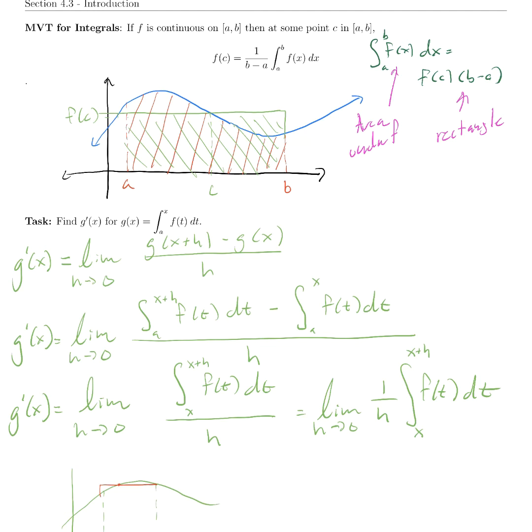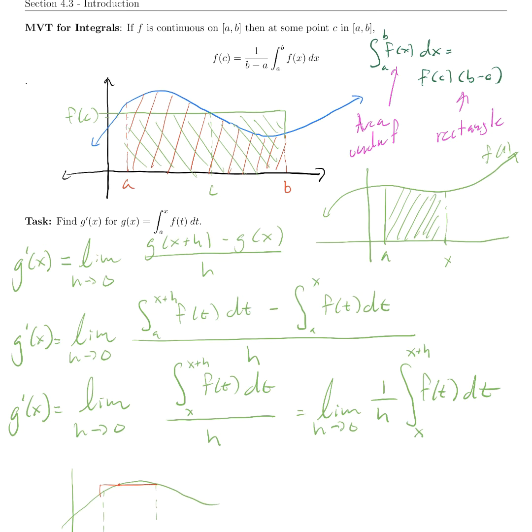Okay, so here's our task. I've defined a function here, g of x. It's the integral from a to x of f of t dt. So this really is an area function. It's saying here, if this is my function f, here's f of t, this is a, it's taking an input x here, and this function is returning the area between a and x.